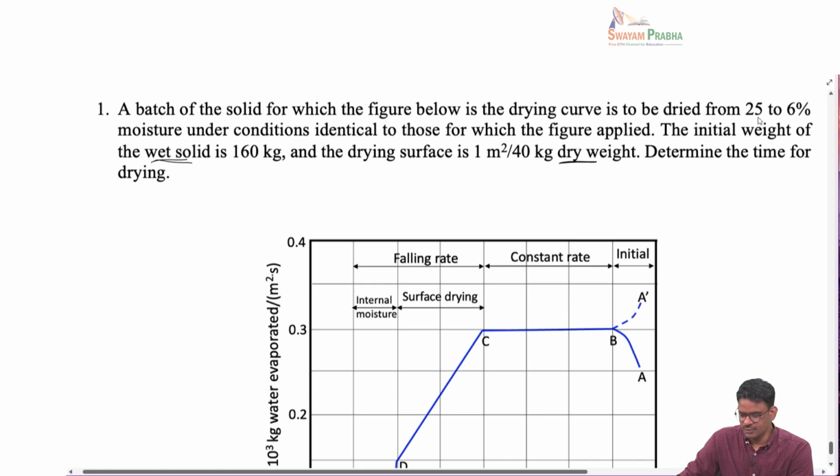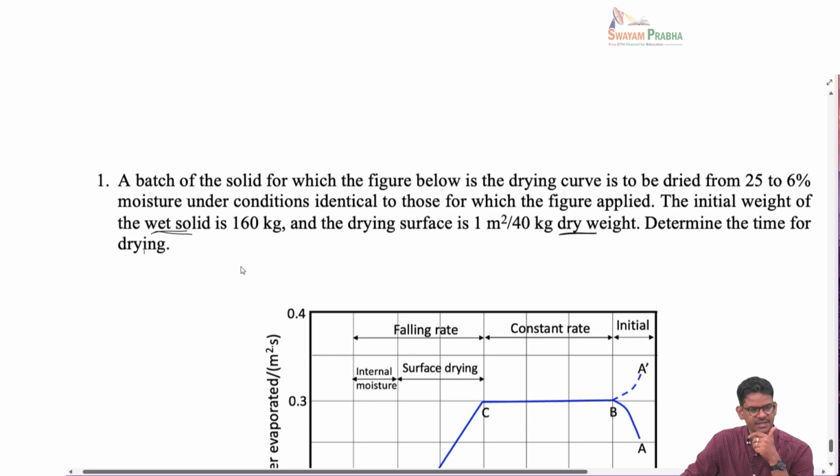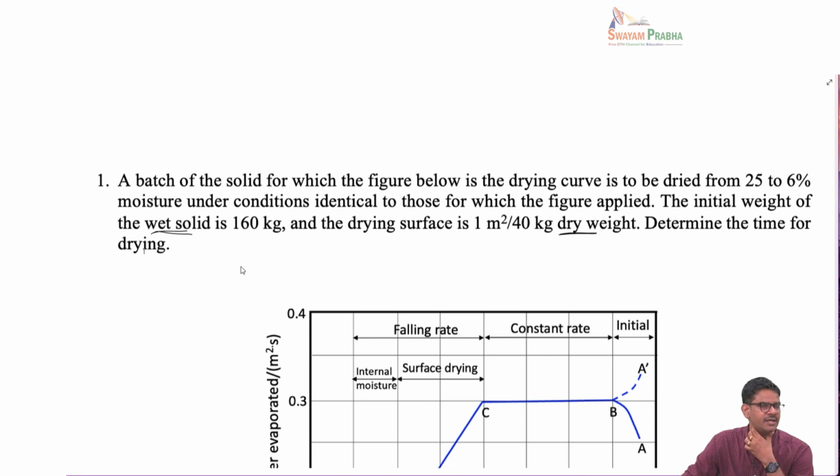First, the moisture content, initial and final, is 25% and 6%, but these are all given on a wet basis. If it is not mentioned, it is always a wet basis. The default is wet basis. This is something I indicated in the beginning when I introduced the terminology.